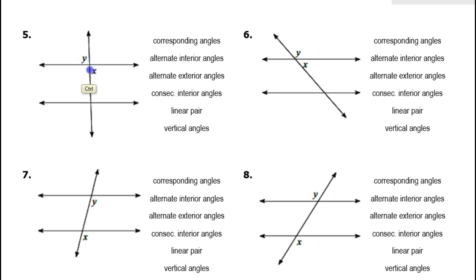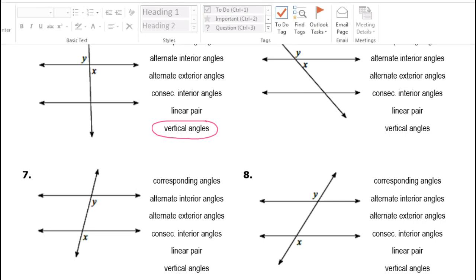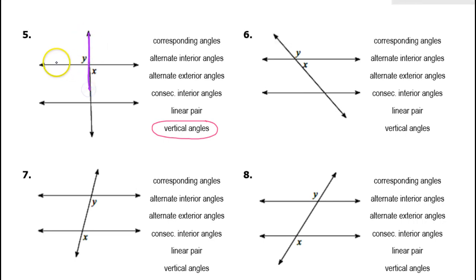This is back to vertical angles again. This is another pair of vertical angles. When you have intersecting lines and they're just right across from each other, sort of like an hourglass, that's when you have vertical angles happening. What about number 6?